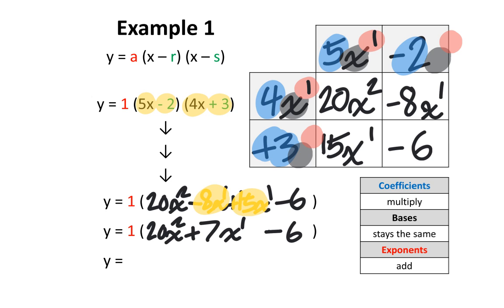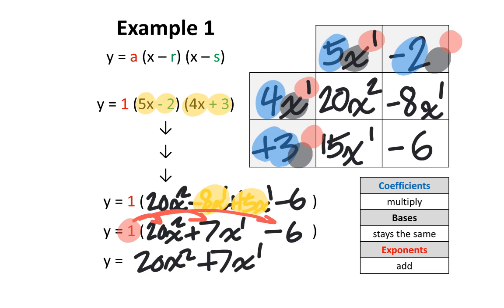Since there's a number in front of the brackets, that means you'll need to use the distributive property. So everything inside the bracket is going to get multiplied by positive 1. But anything multiplied by positive 1 stays exactly the same. So 20x to the power of 2 stays exactly the same. Positive 7x to the power of 1 stays exactly the same. And minus 6 stays exactly the same.